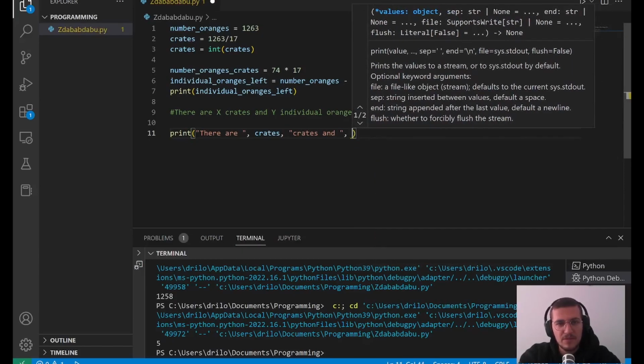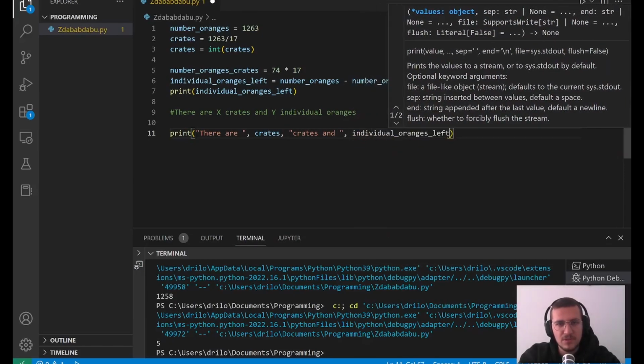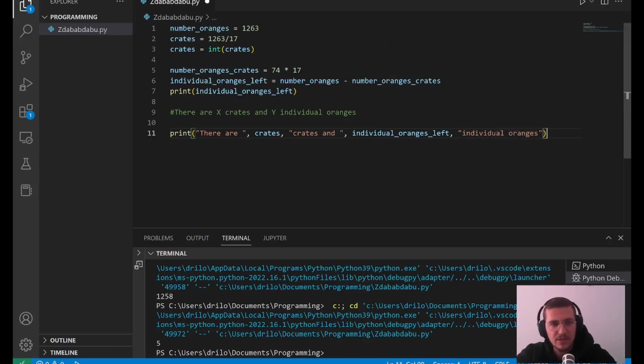number individual oranges left. Individual oranges left, and the last one is text individual oranges. Okay, we can try this out. We delete the last print because we don't need it.